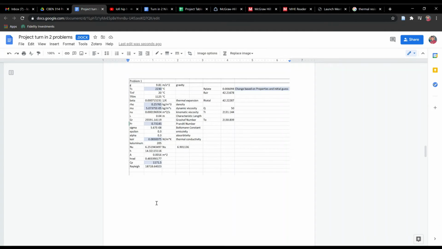So this is the Excel sheet I was using, and we actually used this Nusselt number, and this Nusselt number came from the simplified equation in the handout, and it gave us these values, and it gave us a slightly lower temperature, so I used that equation instead.